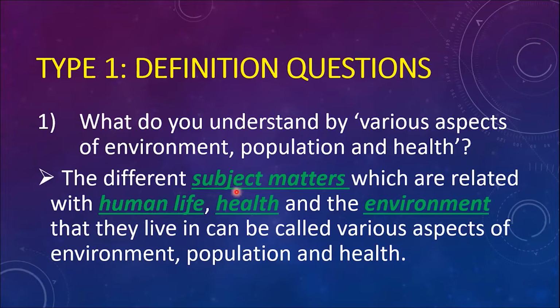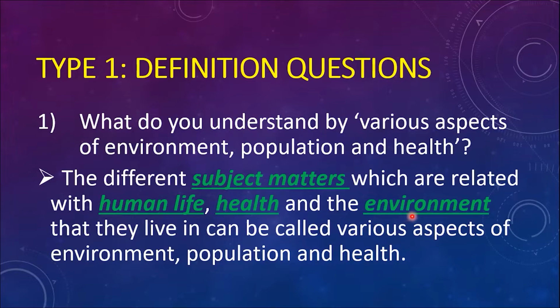Here I have underlined and highlighted the main keywords. In every definition, every sentence, there must be keywords. So first we have to identify the keywords and break them down to remember easily. Various aspects of environment, population and health means the different subject matters, the subjects to study, which are related to three things: human life, meaning population, health, and also the environment that they live in.